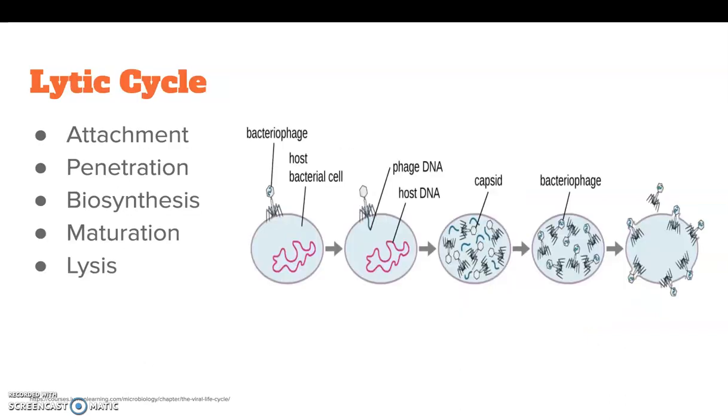So the next part is the lytic cycle. This explains attachment, in which the phage attaches to the surface of the host. Penetration, the viral DNA enters the host cell. Biosynthesis, phage DNA replicates and phage proteins are made. Assembly and maturation, new phage particles are assembled. And lysis, the cell lyses, releasing newly made phages.